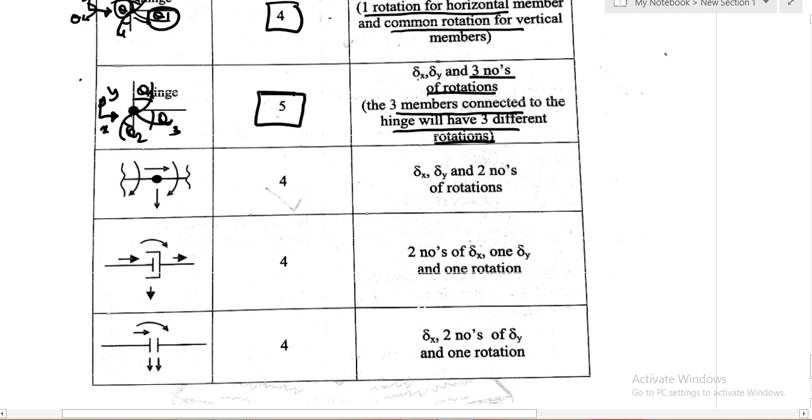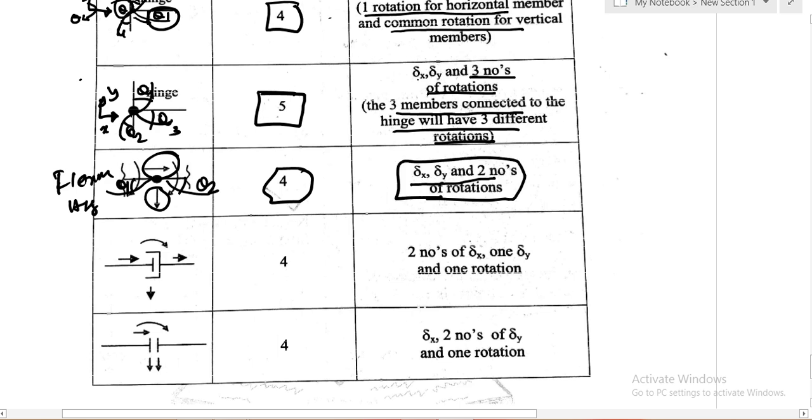So in the flexural hinge there will be 2 rotations. This is theta 1 and this will be theta 2. So there are 2 rotations and 2 translations. This is an example of a flexural hinge, okay. So what is the total degree of freedom? 4. So delta and del x are 2 translations in x and y direction. In addition to that, 2 rotations are possible, okay.